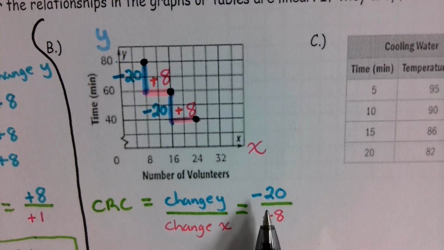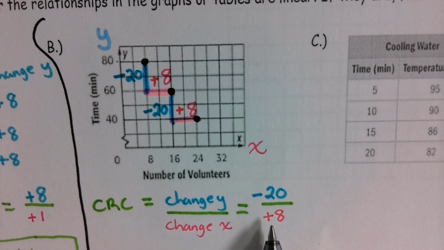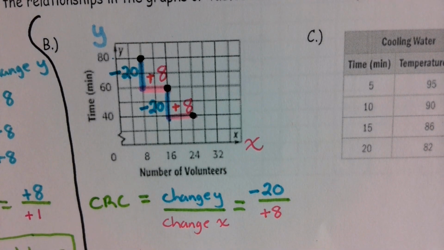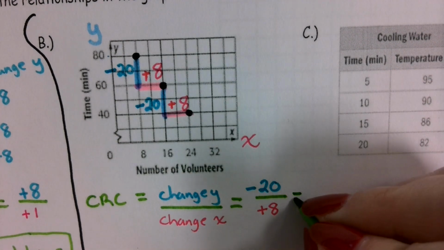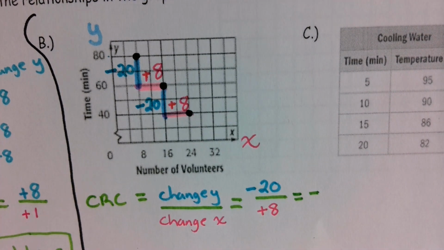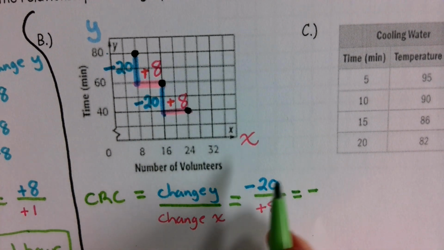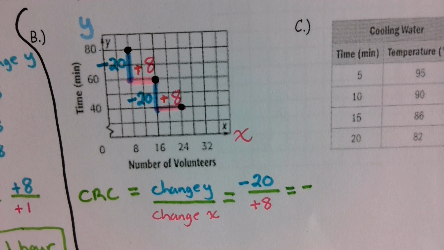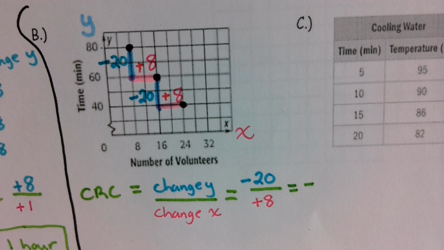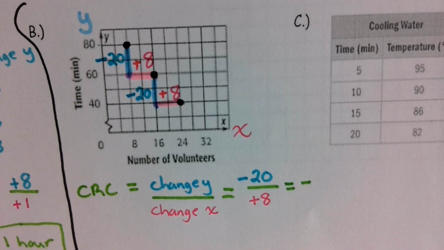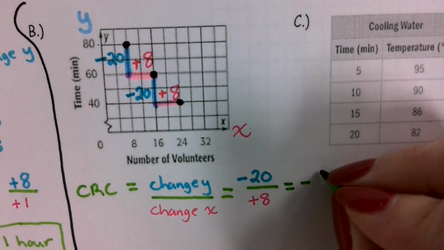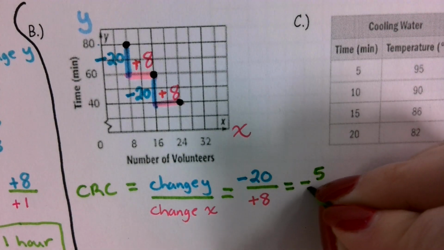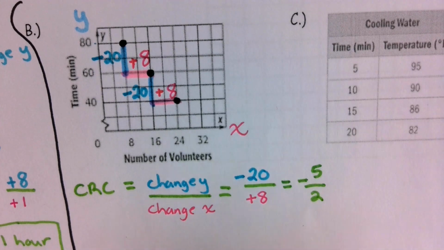So we have a negative over a positive. A negative over a positive is just going to equal a negative. So I'm going to put a negative sign. And we can simplify 20 over 8. What are they both divisible by? 2 and 4, right? 4 is the largest, so let's divide them both by 4. If we do so, that comes out to a negative 5 over 2.